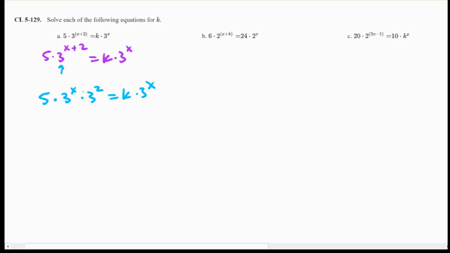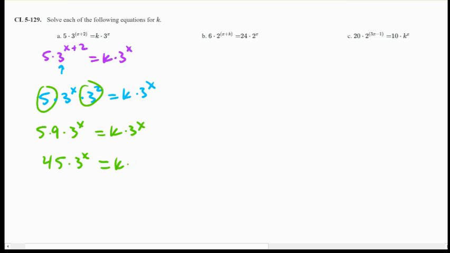And now I'm going to put the whole number terms that don't have any variables in them together, because with multiplication I can rearrange this however I want. So 5 times 3 to the power of 2, which is 9, and so that would be 45 times 3 to the power of x equals k times 3 to the power of x. Now I can divide both sides by 3 to the power of x, because that will cancel. And then I can see that for the first one, k is equal to 45.